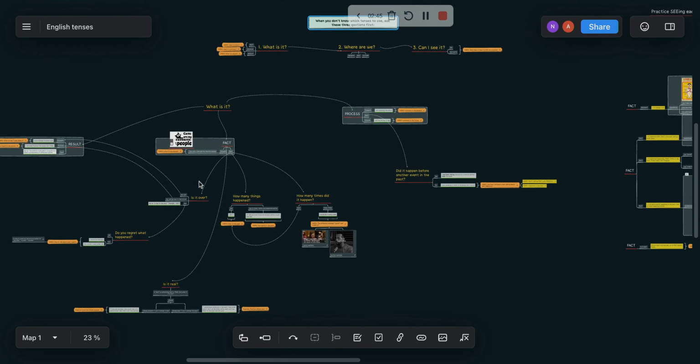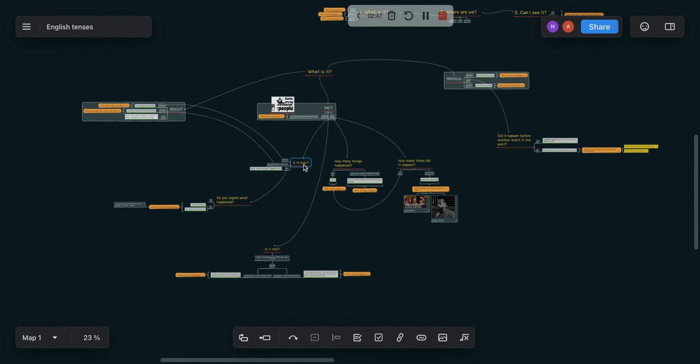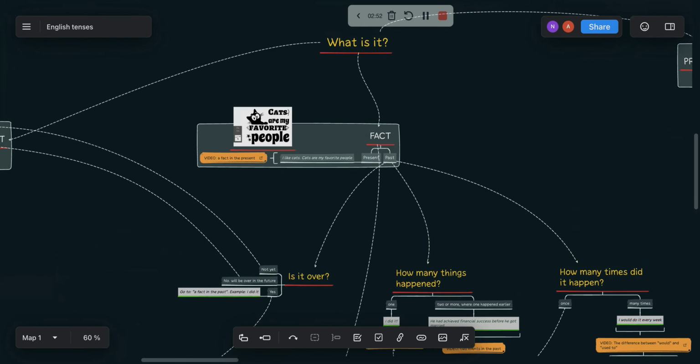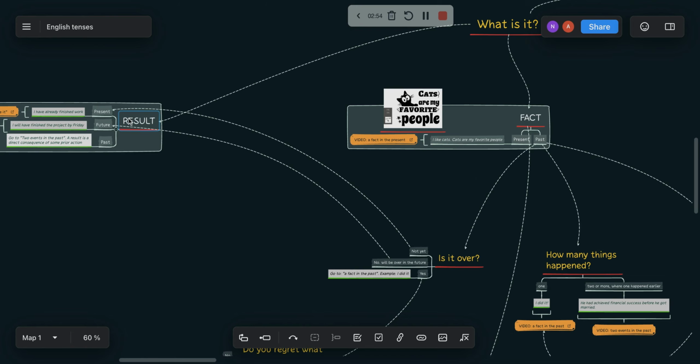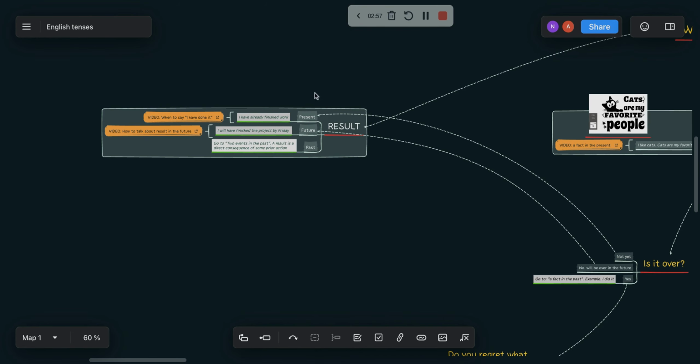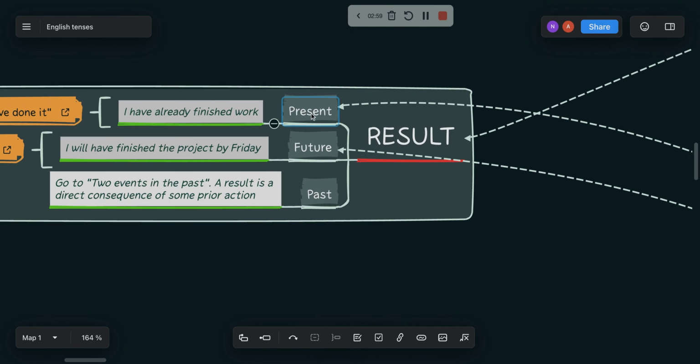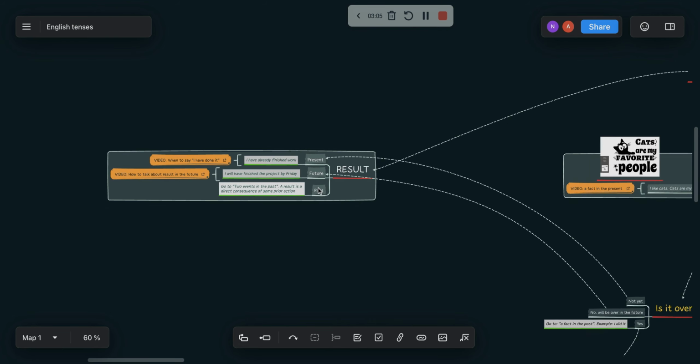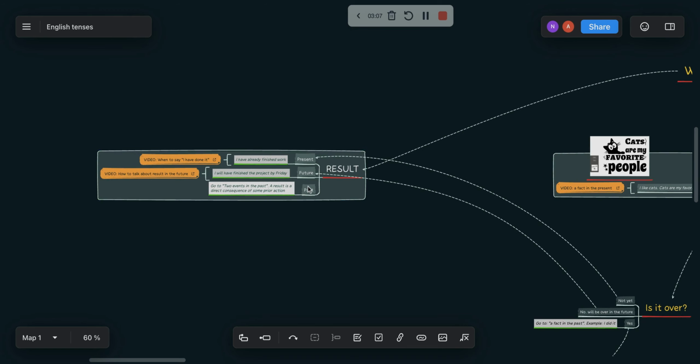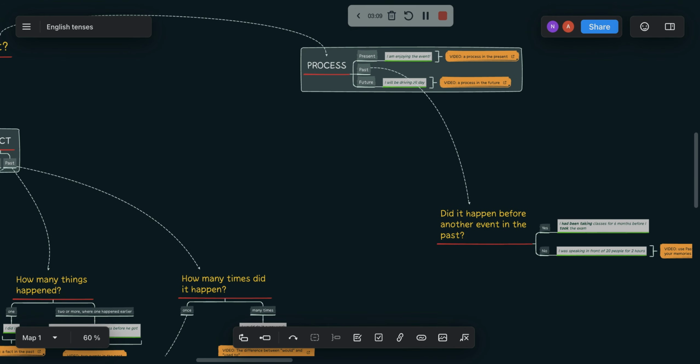This is the most complicated part of the map. A fact in the past. This is when we get to ask a lot of additional questions. However, if this is a result, you see it's not that complicated. Is it the result in the present? Are we planning to get a result in the future? Are we talking about a result in the past? This one is a little bit tricky, and you will learn why as you use the map.